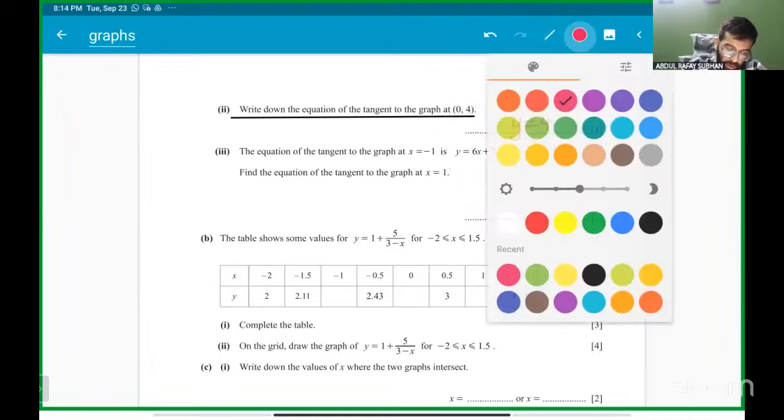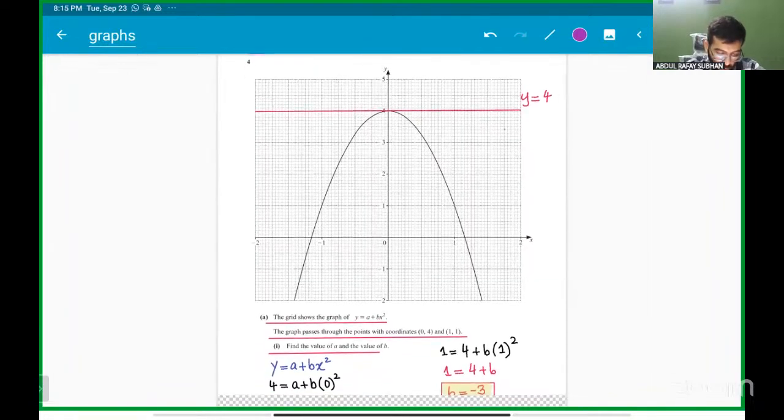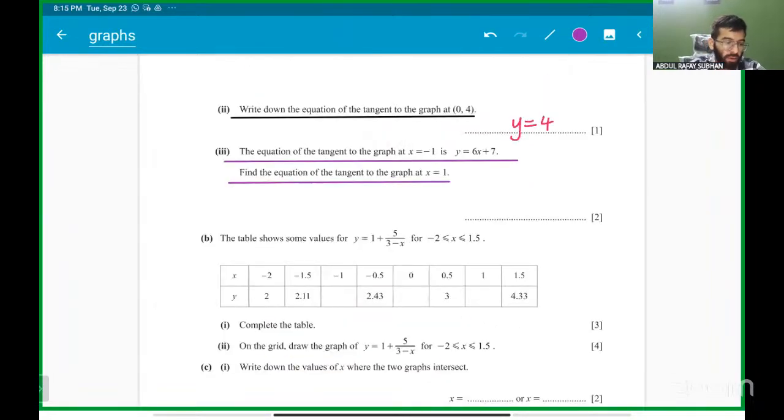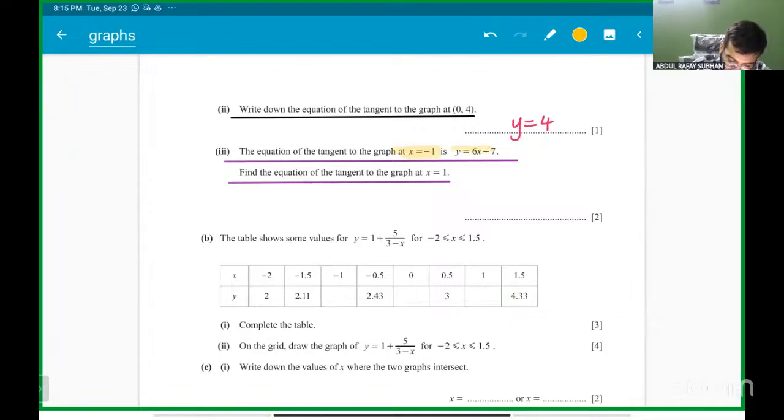So the next one is that the equation of the tangent to the graph at x equals minus 1 is y equals 6x plus 7. Find the equation of the tangent to the graph at x equals positive 1. Any questions in part A, part 2 or part 3? So we got the equation of the tangent at x equals minus 1 as y equals 6x plus 7, and we must find the equation of the tangent at x equals 1.